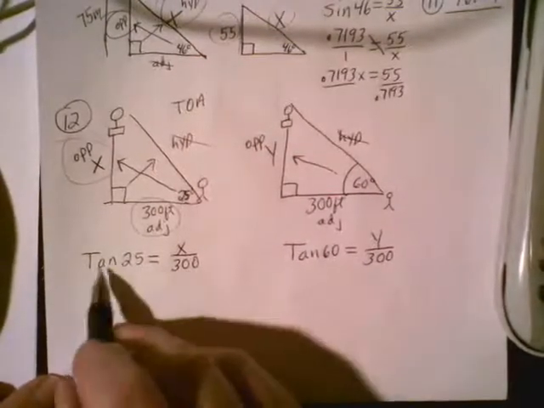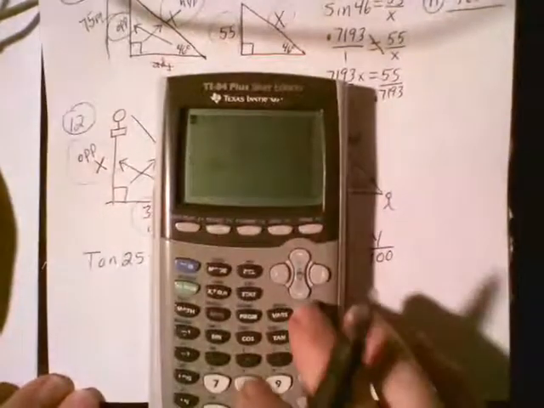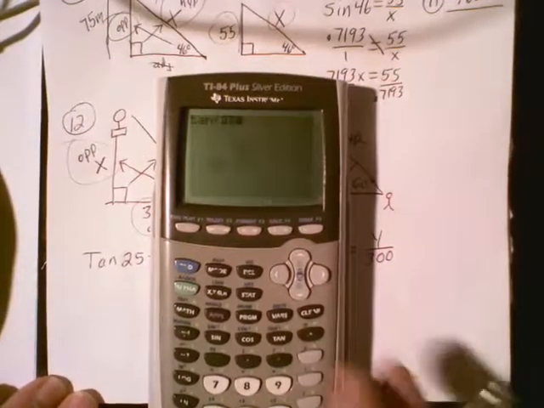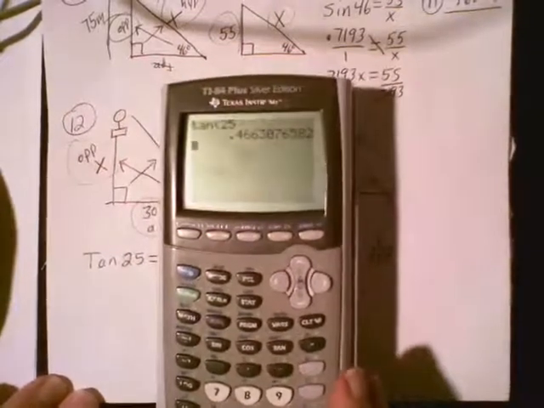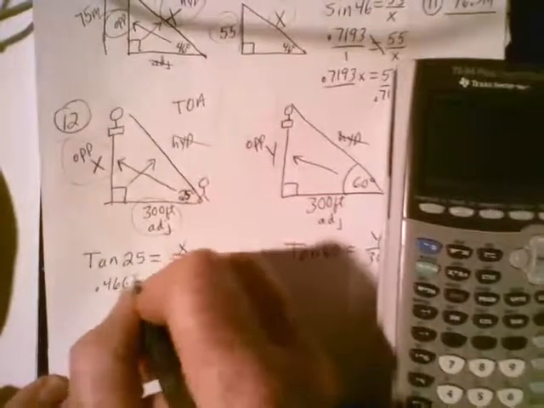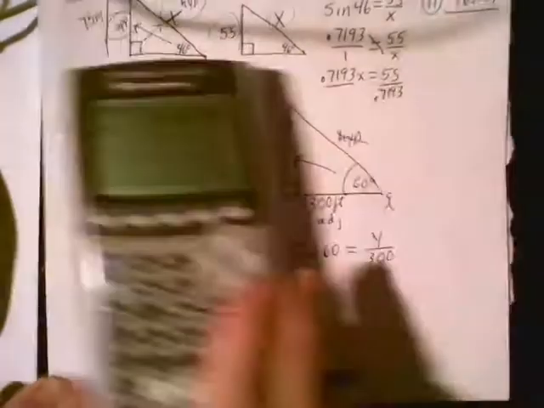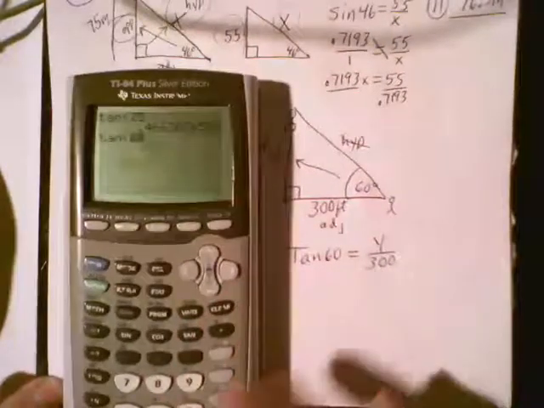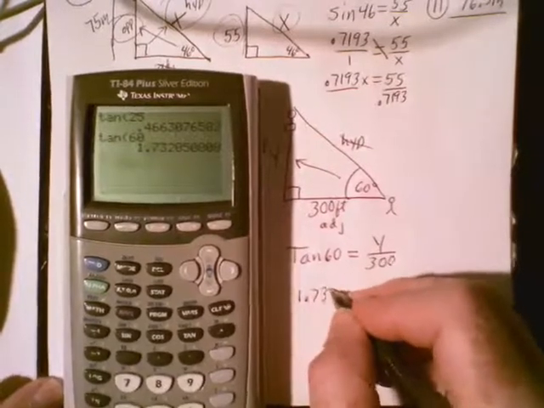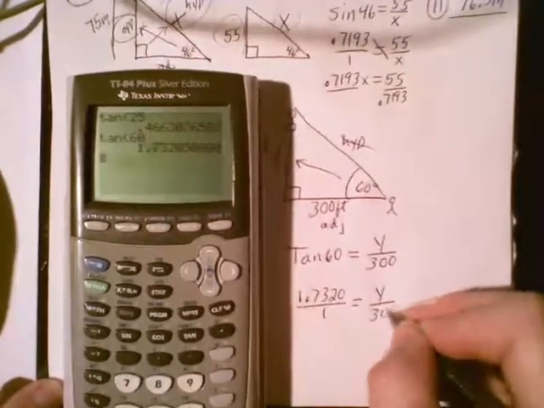So grab our calculator, and I'm going to try to do both of these at the same time. Tangent of 25 equals 0.4663 over 1, x over 300. We do the other side. Tangent of 60 equals 1.7320 over 1, y over 300.